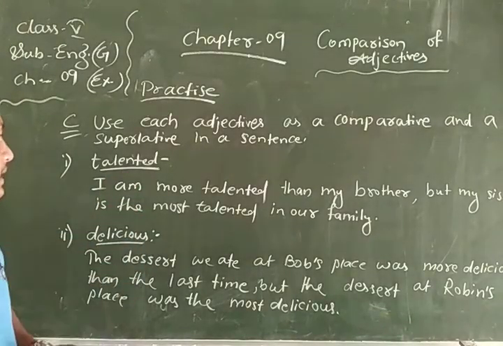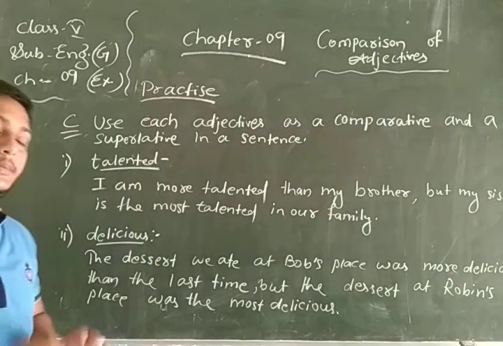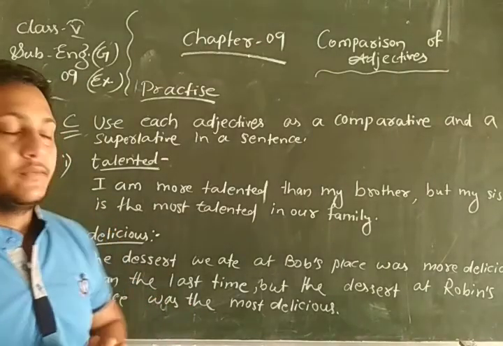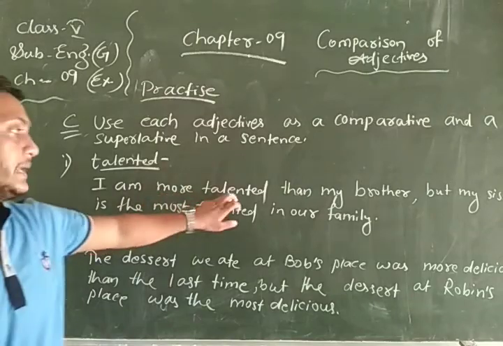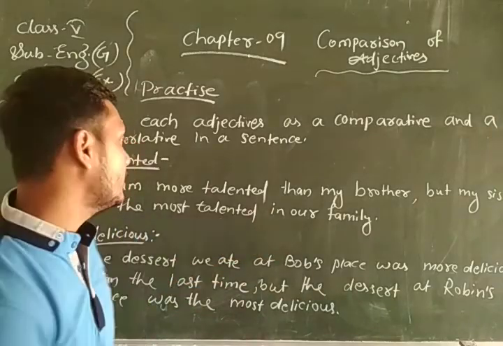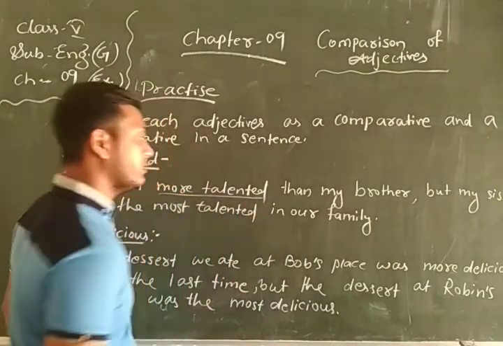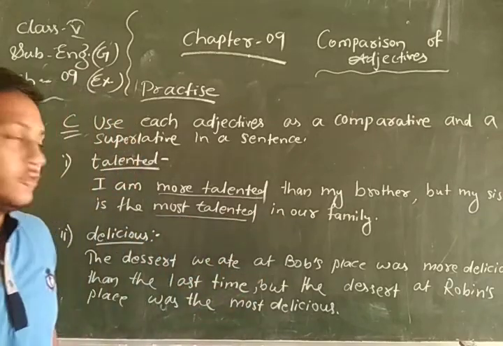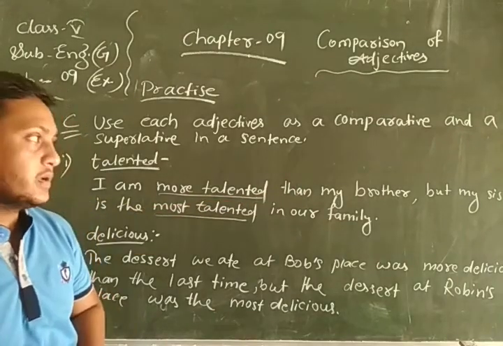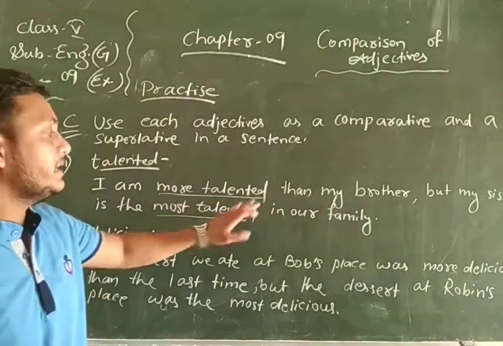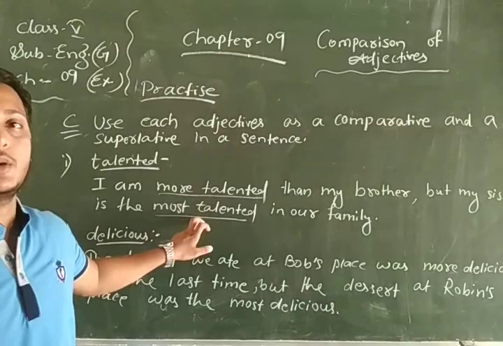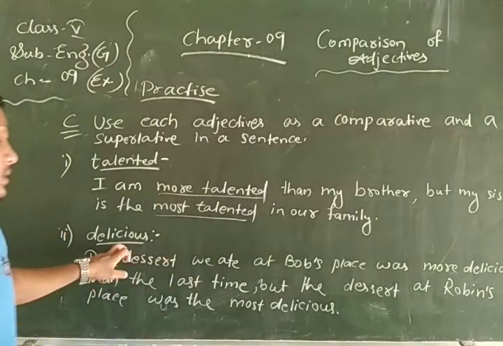The first adjective is talented. So with talented we have to make a comparative form and a superlative form and write them in a sentence. See, I am more talented than my brother, but my sister is the most talented in our family. So here more talented is in comparative form while most talented is in superlative form. We used the same word talented in comparative form and superlative form.